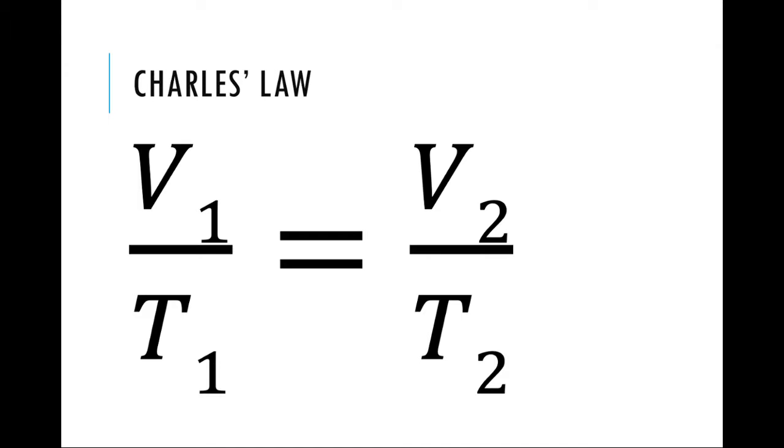Because K is a constant, we can say that the first set of conditions is equal to the second set of conditions. So the volume of the first sample divided by the temperature of the first sample will be equal to the volume of the second sample divided by the temperature of that second sample. So this means when the temperature of a gas at a constant pressure is increased, the volume will also increase. And if the temperature decreases, the volume will also decrease.